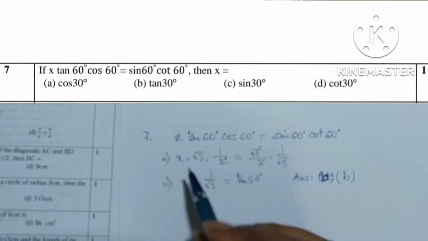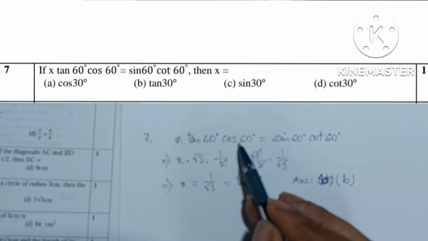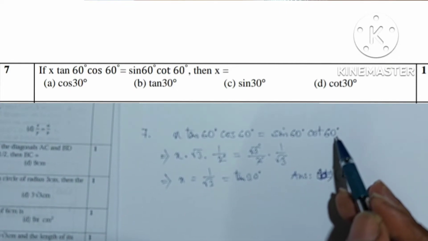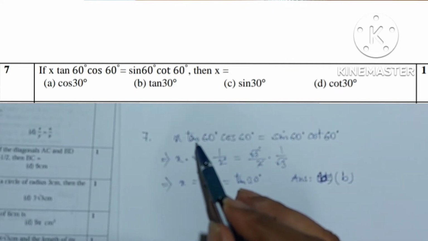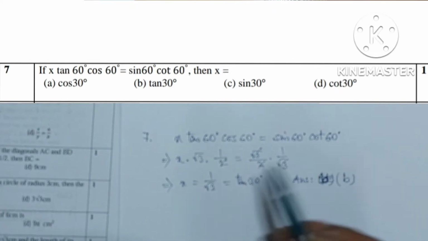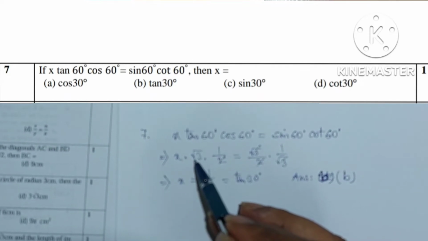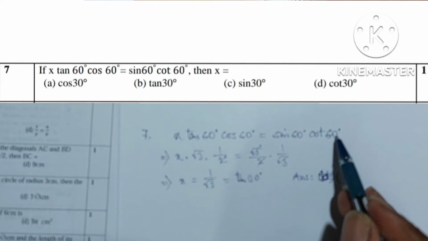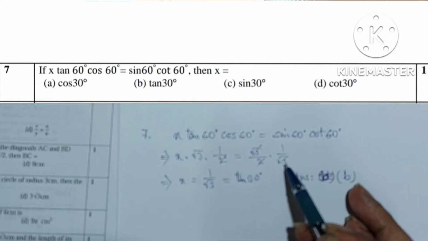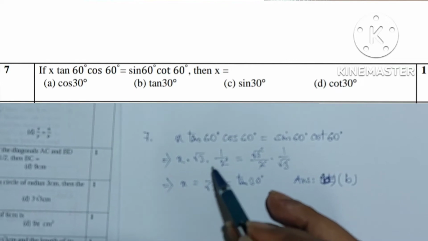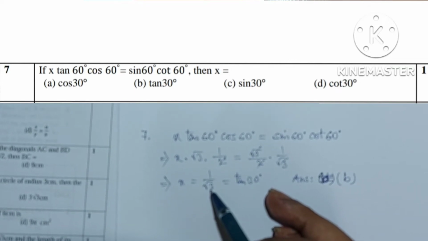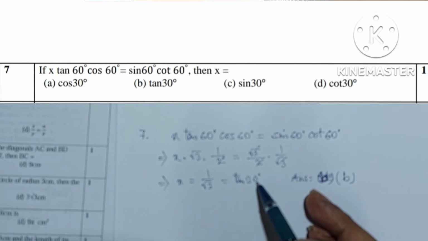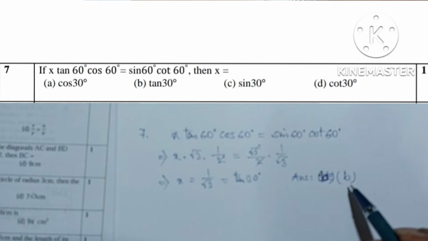Okay. Here x tan 60° cos 60° = sin 60° cot 60°. Simply substitute these trigonometric values. So x into tan 60° is √3, cos 60° is 1/2, sin 60° is √3/2, and cot 60° is 1/√3. So after simplification, you will have x = 1/√3. And you know 1/√3 equals tan 30°. So your answer is option B.